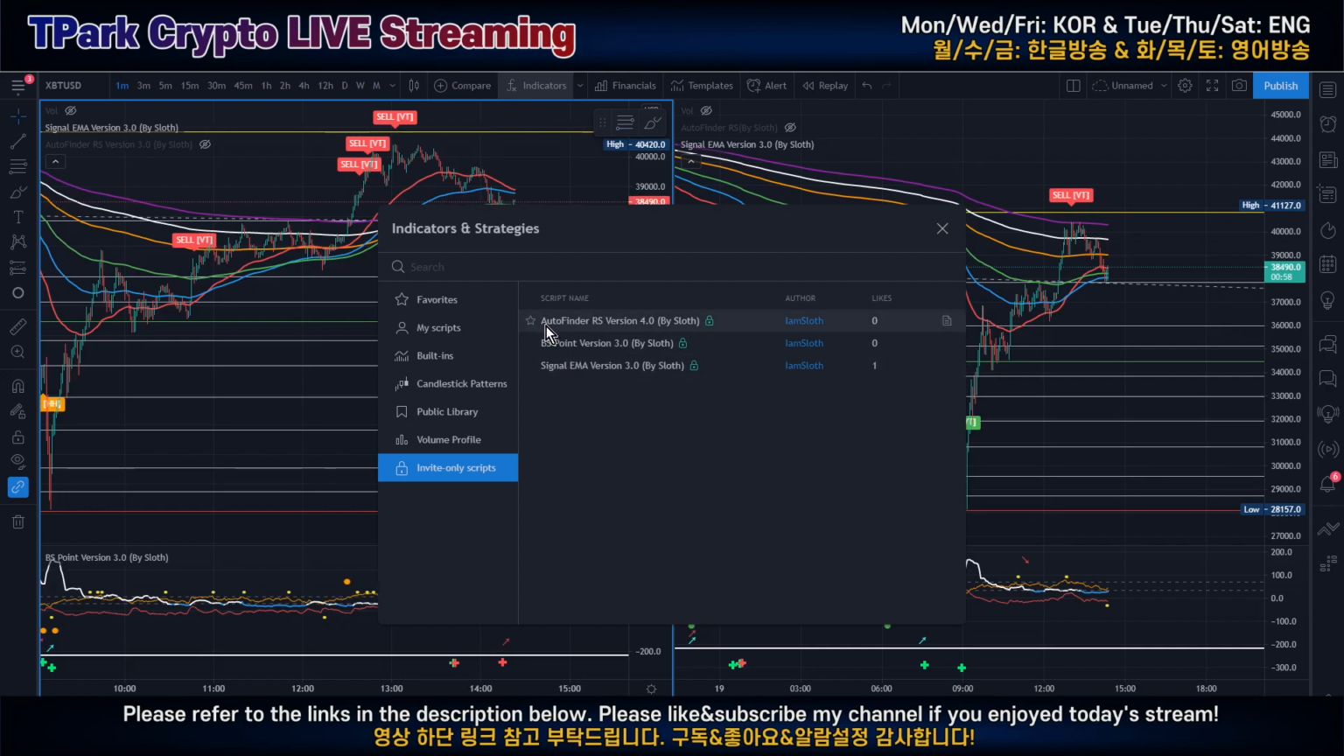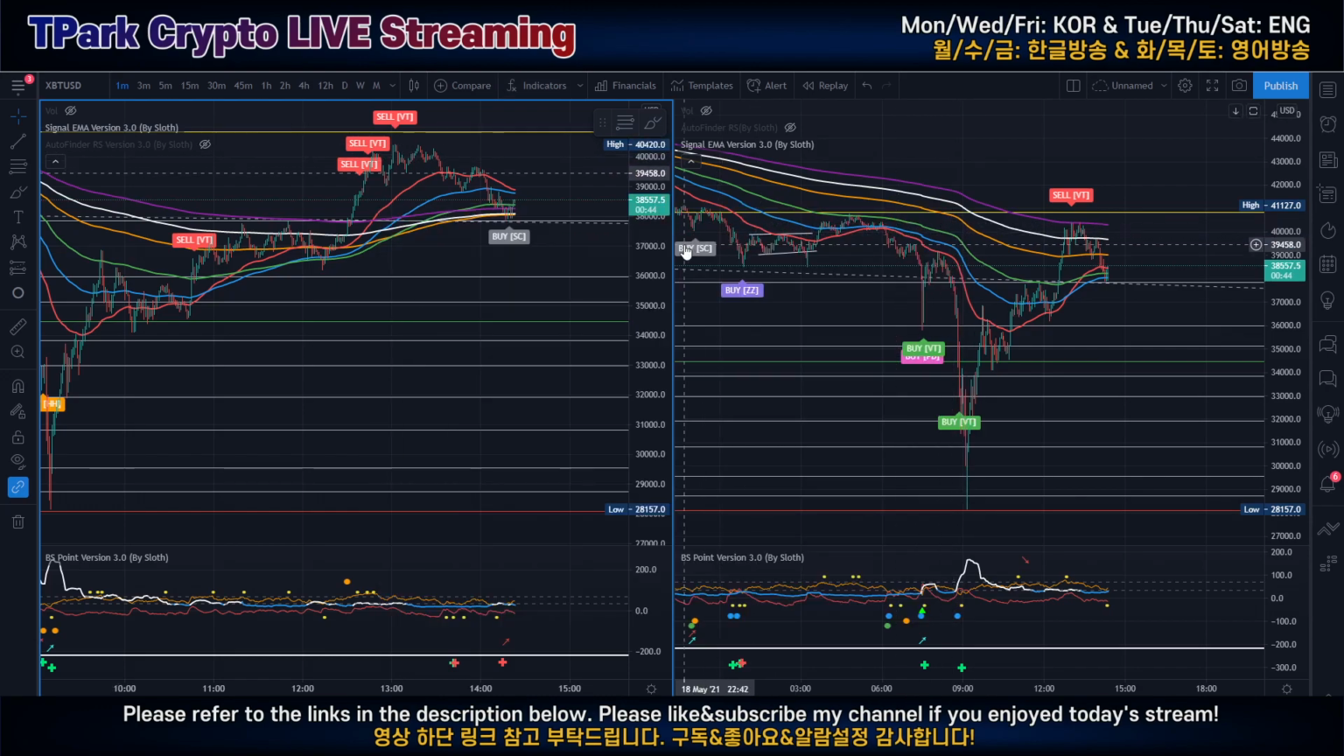Number one is Auto Finder RS version. And as you can see, these versions are increasing, meaning they are updating almost every week. And they are getting better and better each day. So Auto Finder is what the whales are currently using for the support and resistance lines.